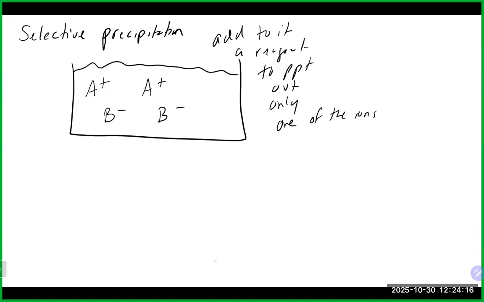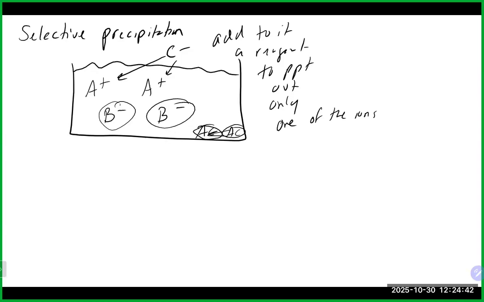So for example, let's just say we want to add something that will precipitate out the A. So we'll add some C minus to it. And C minus, when it's added, will find the A and precipitate those guys out as AC solid here. That would leave our B guys still floating around in the solution.